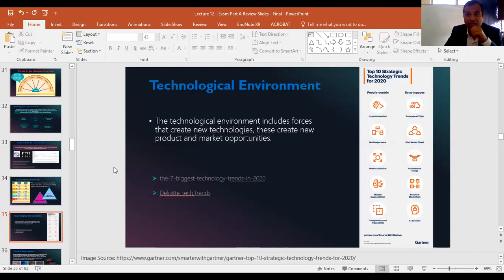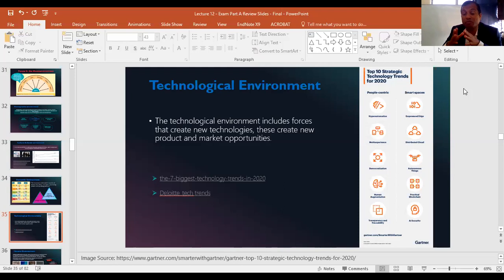Technological environment: we talked about the top 10 strategic technology trends for 2020. It's up to you how appealing your answers are, but if you are bringing some statistics, some facts and figures from the industry or from organizations, that is always welcome.